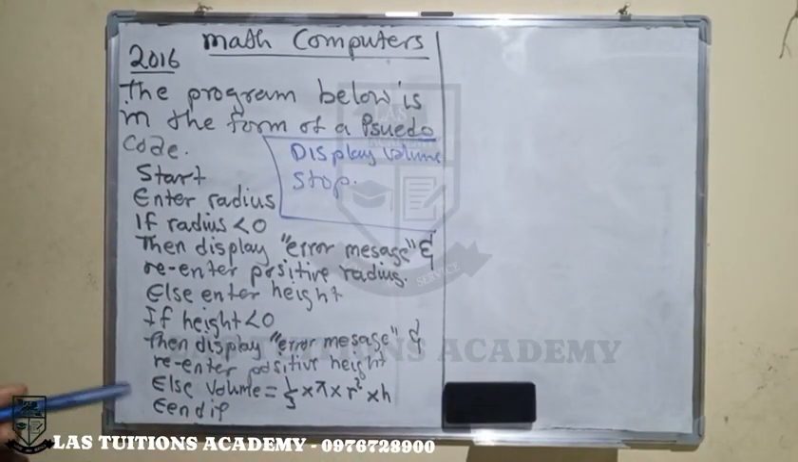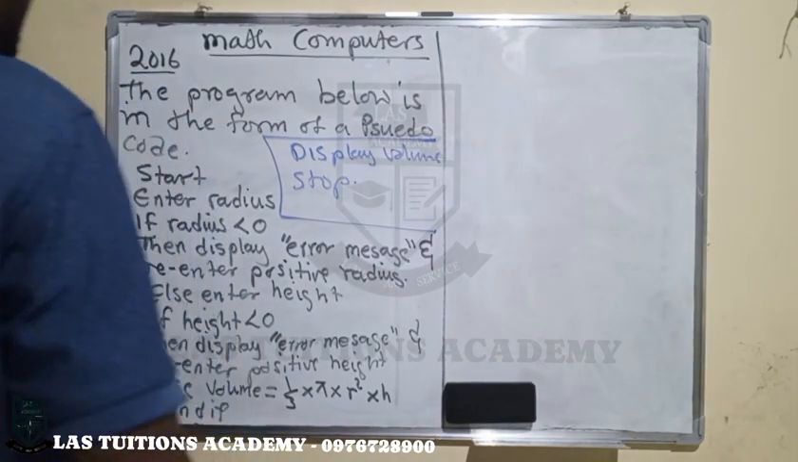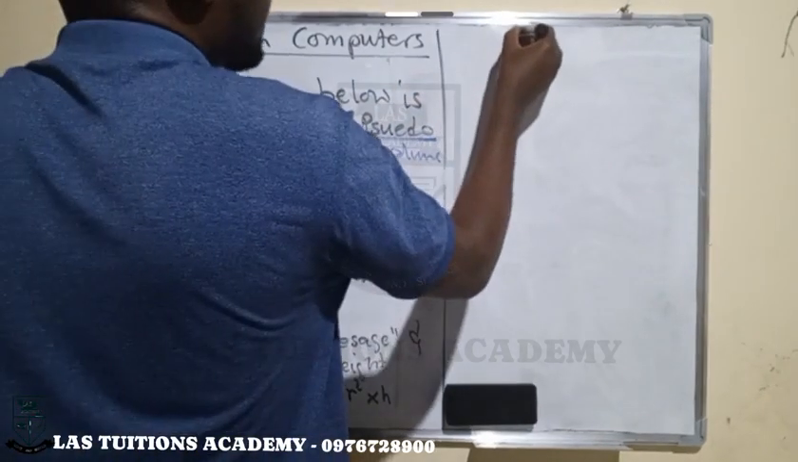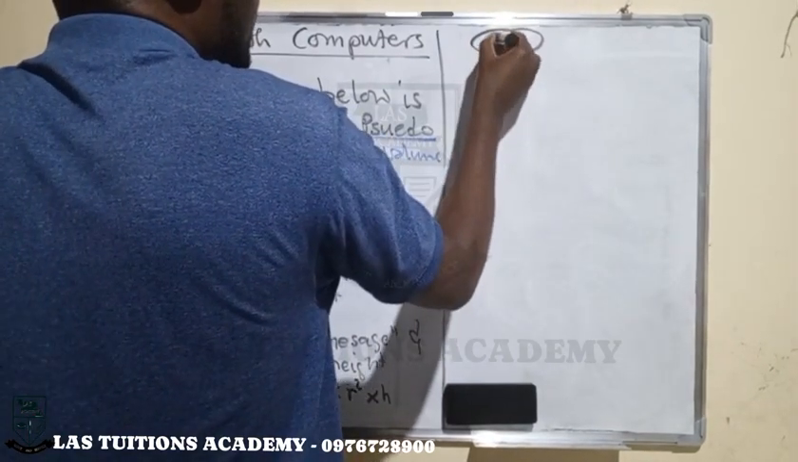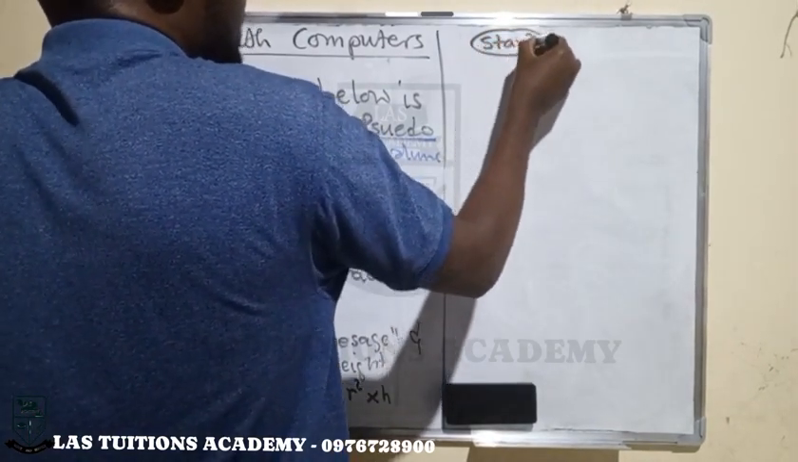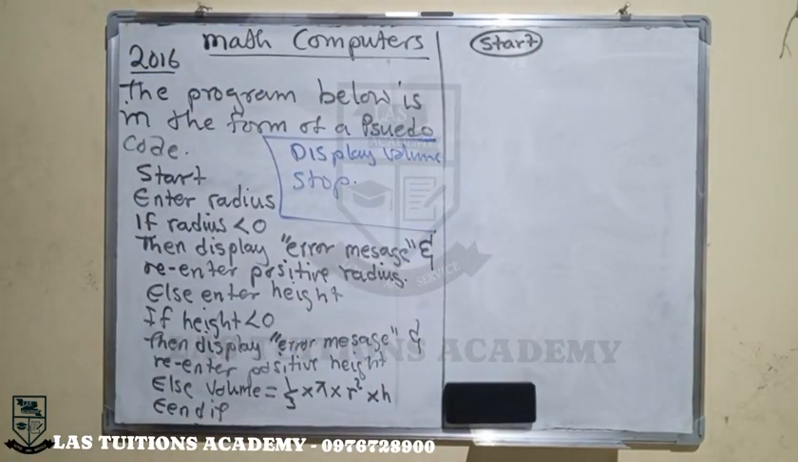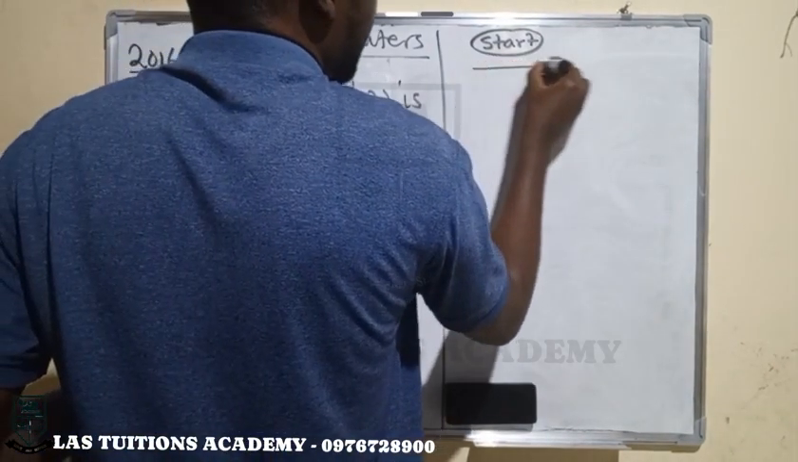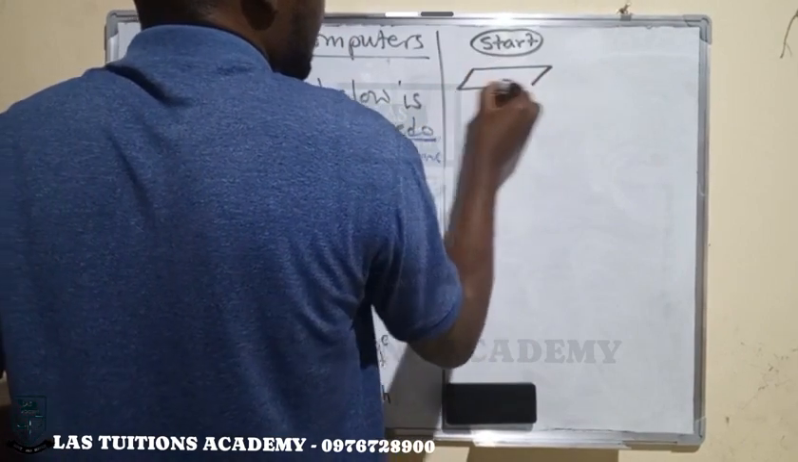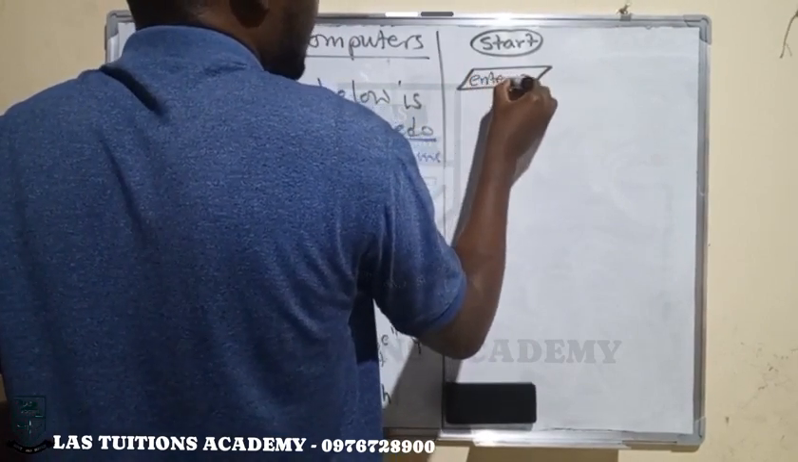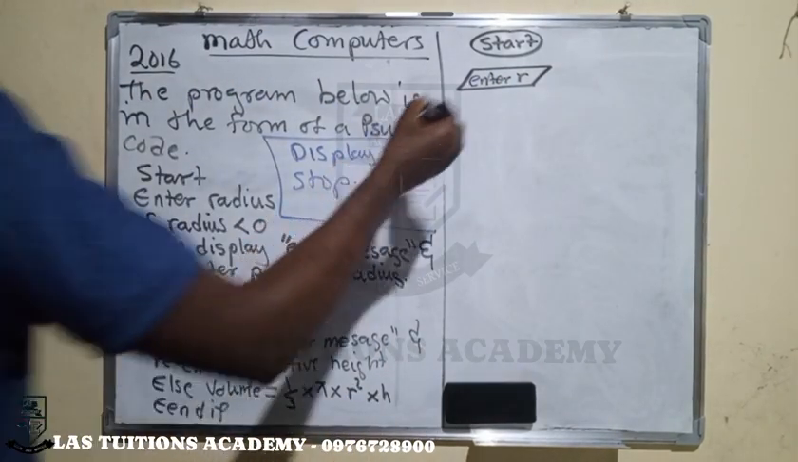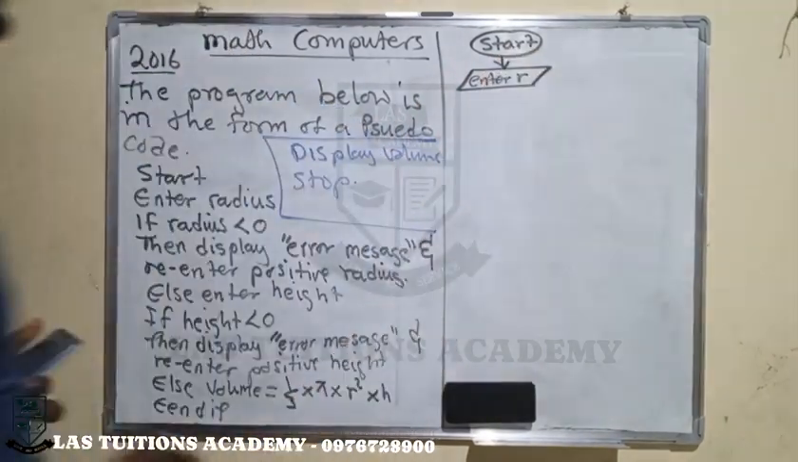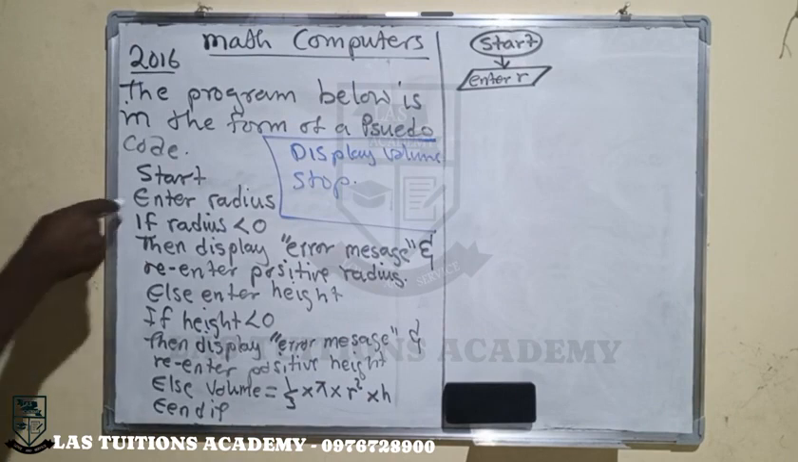Okay, so first of all, we need to start, and when starting, we are using this kind of a shape. So start. Then we have started. From there, we are saying enter radius. So we should enter radius. The shape for entering is something like this. So enter radius, we put an arrow here like that.